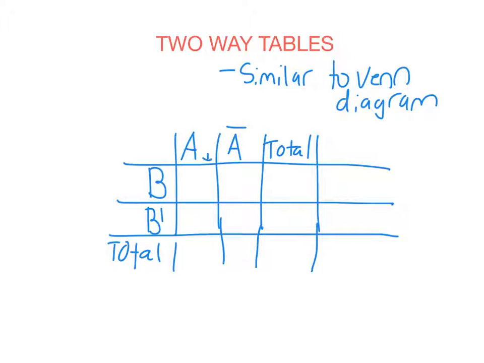Again, like Venn diagrams, the benefit of them is they allow us to organize information, usually the number of things that are in a set, so that we can use these for probability calculations. So let's go ahead and take a look at an example.